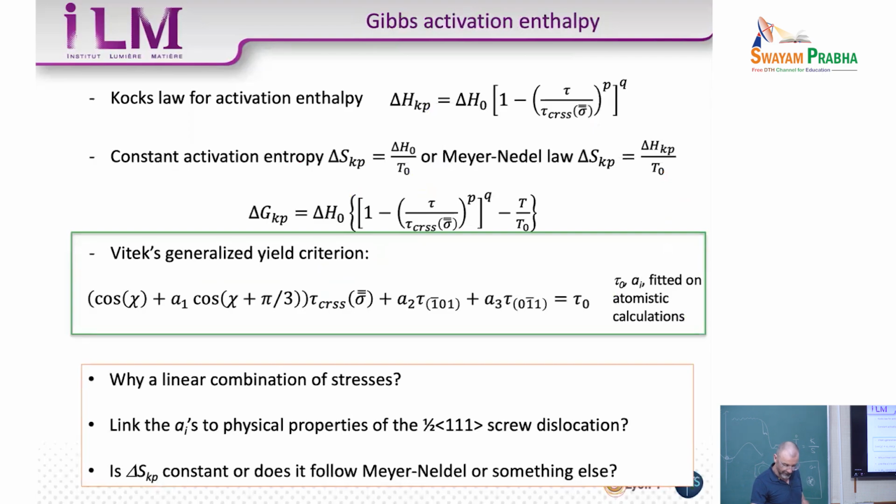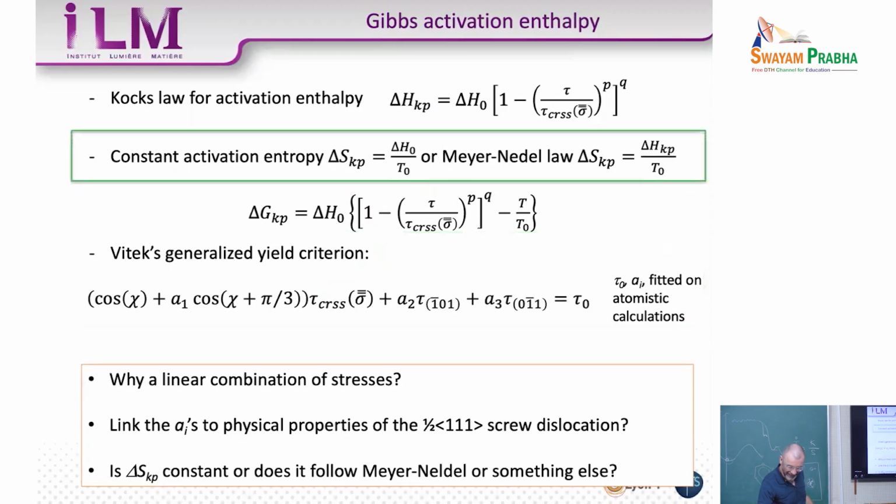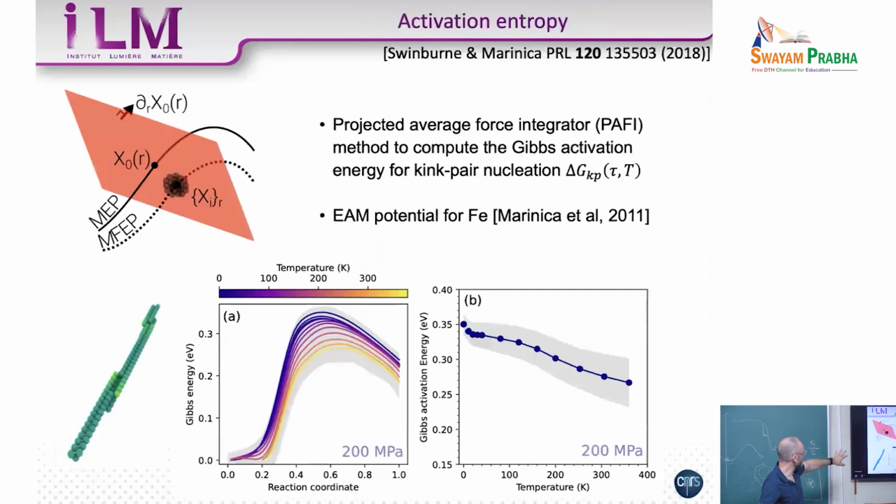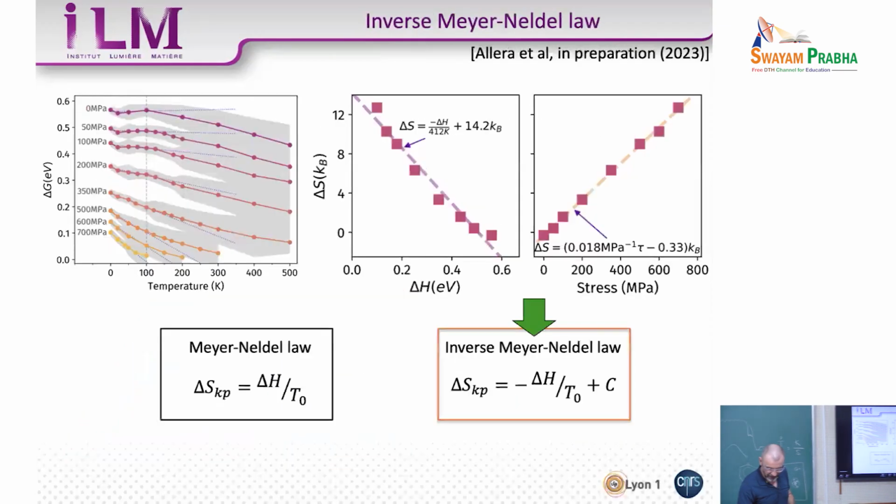Yes, so that was what I wanted to say about this generalized yield criterion. We have also worked on the entropy. I don't think I want to go into the details. We've used one of these thermodynamical integration methods to compute directly the Gibbs energy along the Peierls barrier. And from the Gibbs energy, taking the derivative with respect to temperature, we can get the entropy. But I don't want to go into this.